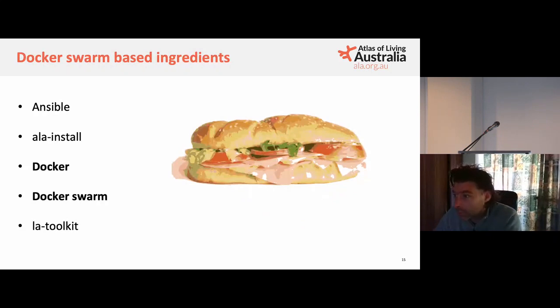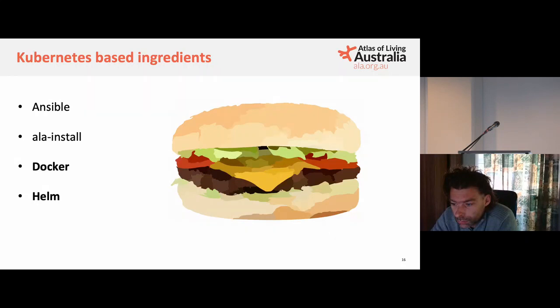With Docker Swarm, the stack is pretty similar. The Living Atlas toolkit now has integration with Docker and Docker Swarm for deployment. For Kubernetes, we are still using Ansible and ALA install for the setup of environment specific configuration. We are also using Helm to deploy the applications into the cluster.